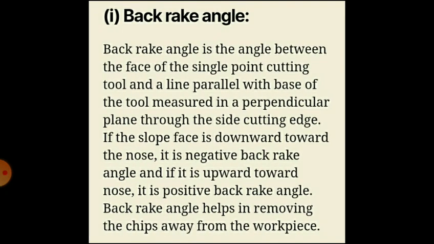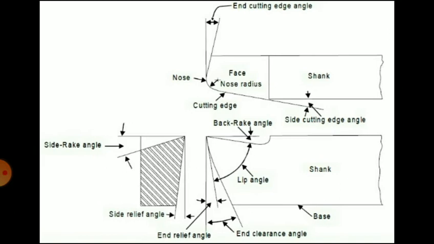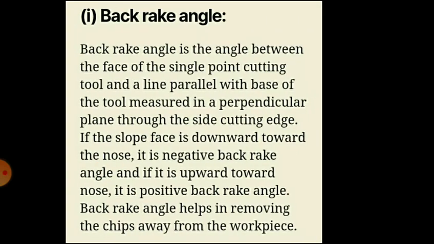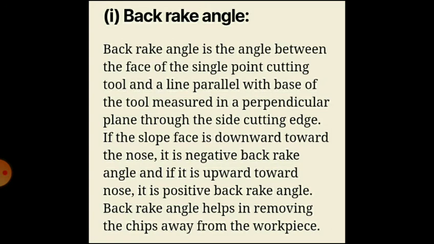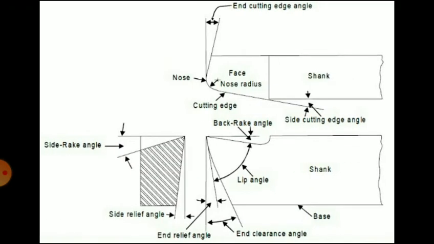Now the first angle, the back rake angle. You can see the back rake angle in the front view. Now we will see what the back rake angle is. The back rake angle is the angle between the face of the single point cutting tool and a line parallel with the base of the tool, measured in a perpendicular plane through the side cutting edge. So this back rake angle is the angle between the face of the tool and the line parallel to the base of the tool. That is called the back rake angle.